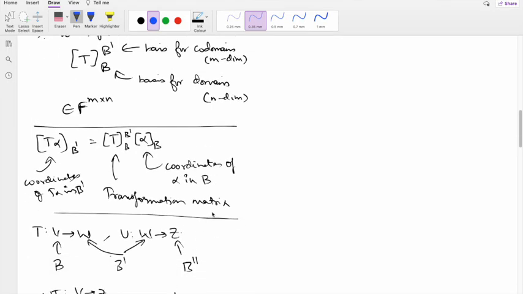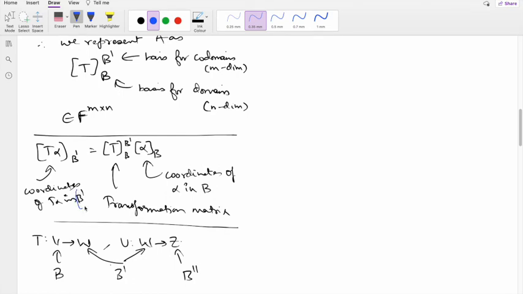A thing to remember here: B dash is the basis for the codomain, and B is the basis for your domain. And this T B B dash can be seen as a transformation matrix, which gives you the coordinates of the transformed vector under the new basis B dash.